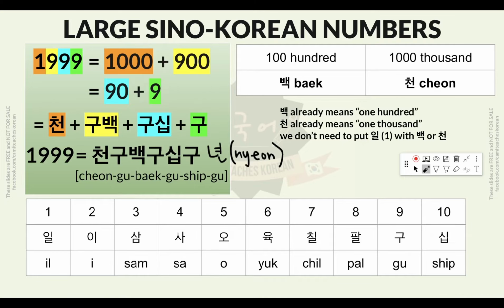Tapos, kung 80s ang birth year mo, palitan nyo lang po yung guship for palship para maging 80 na po siya. So, palship and whatever ending digit po yung birth year nyo. Basta nyon is the year. Nyon, year po yan. So, whatever is your year of birth, lagyan nyo lang po ng nyon for year in Korean.